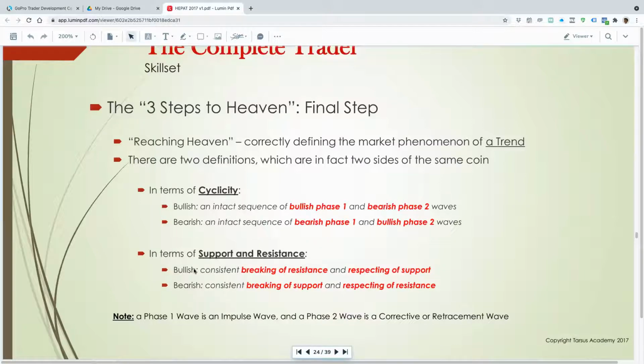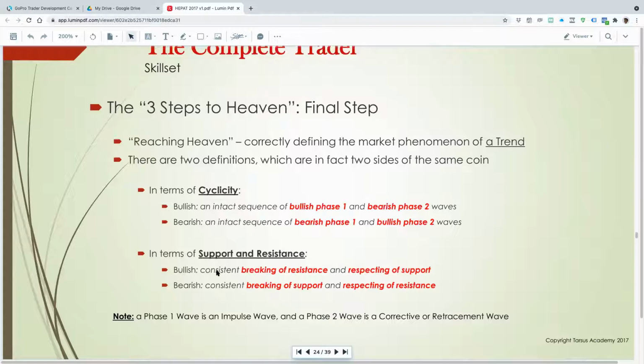that we've got a consistent breaking of resistance and respecting of support. Well, consistent implies two or more, certainly. You can't say that you've been consistent with something if you've only done it once. You can only start maybe saying that you're consistent with something if you've done it twice, and obviously preferably more than that. But in order to get to two breaks of resistance in this case, you need to get past one. You need to have the first break of resistance in order to get to the second one, clearly.